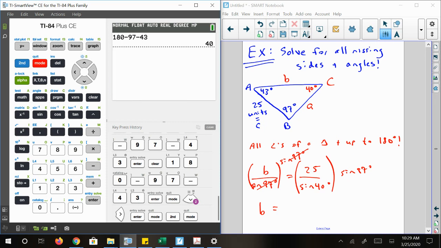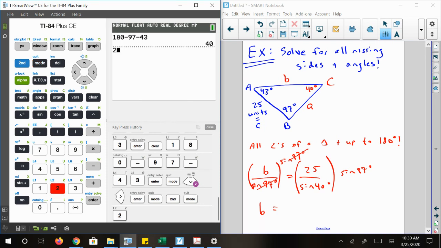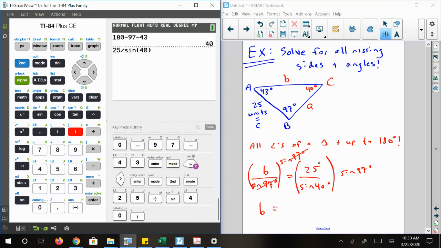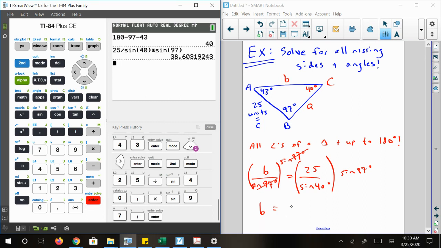So I'm going to go ahead and first of all do 25 divided by the sine of 40 degrees. That's going to give me my answer for this. And then I need to multiply that by the sine of 97 degrees. Okay, and when I'm done here, I get that side B is 38.6. We'll just round to one decimal place here, 38.6 units. Okay, so let's go ahead and mark that down. It's 38.6. Okay, and the only other thing I need to solve for is side A.